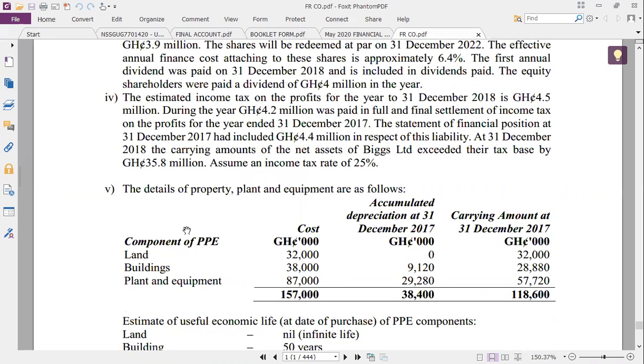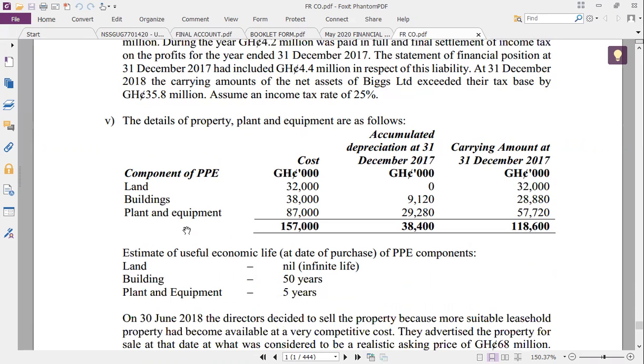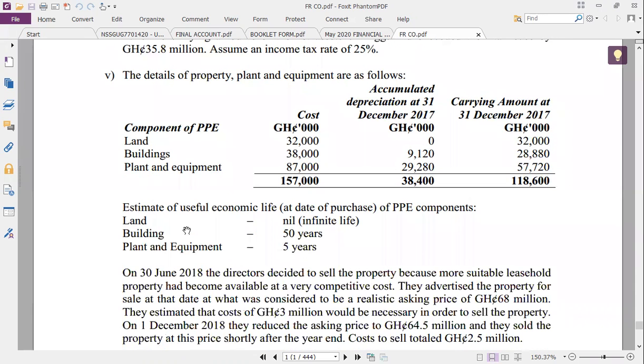Note 5. The details of property, plant, and equipment are as follows. So PPEs, they are there. They have given us the cost of the assets, accumulated depreciation, carrying amount. You know, land is zero. So that we don't depreciate land, right? We don't depreciate land. Why? You can tell me the reason. Don't say that land appreciates. Land has no loss of value.